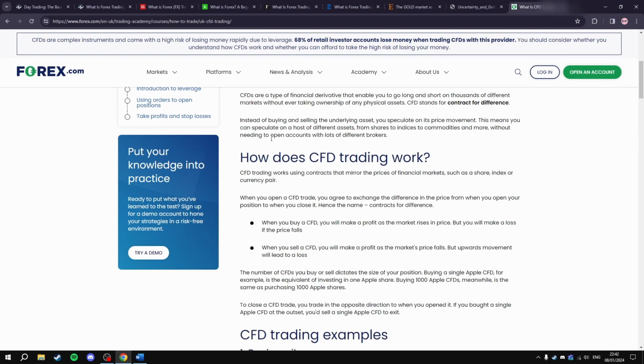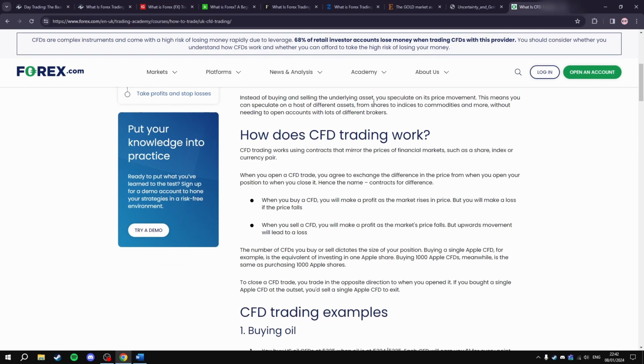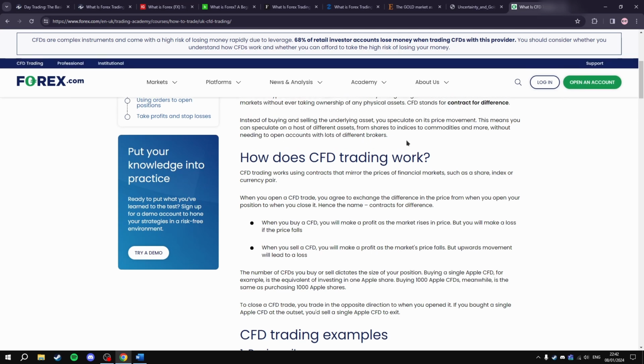Contract for difference. Instead of buying and selling the underlying assets, you speculate on its price movement. This means you can speculate on a host of different assets, from shares to indices to commodities and more, without needing to open accounts with lots of different brokers.